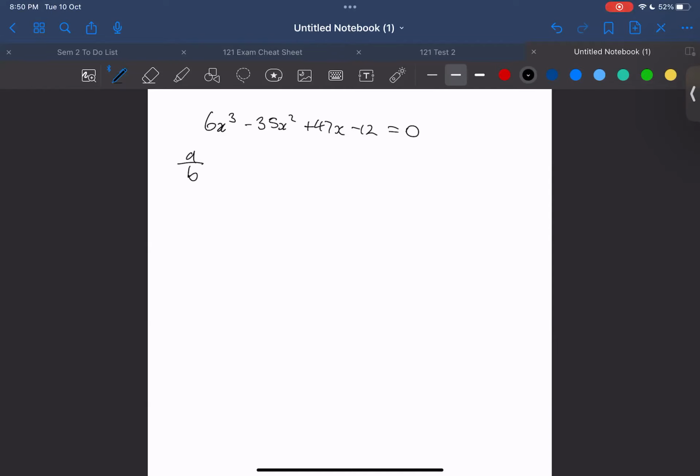Okay, so we have a root in terms of a over b, right? We have a divides 12 and then b divides 6. Did you give us nice numbers, by the way? Okay. No, I got nice numbers, bro. Okay, so time to start checking random crap.